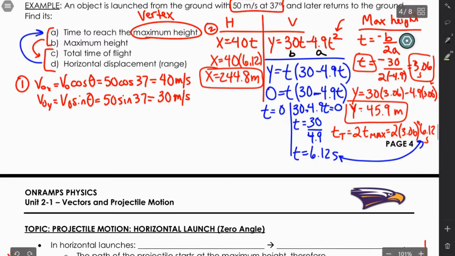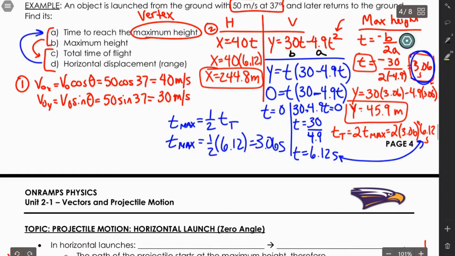Okay, now the time to get to the max height is 1/2 of the total time. That 6.12 is my total time. So all I have to do is take 1/2 of 6.12, and guess what I get? 3.06 seconds, which is what I found over here for my maximum height time. Then I take that 3.06 seconds, plug it back into my 30t minus 4.9t squared, and guess what I get? This right here, the 45.9. Okay, so what you can see is there are multiple ways to solve this problem.